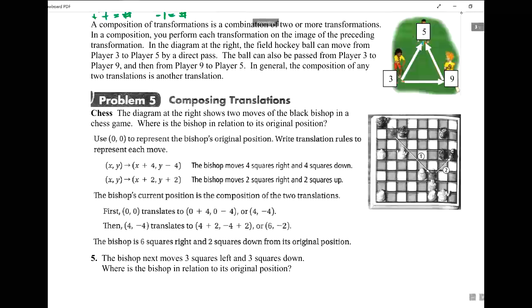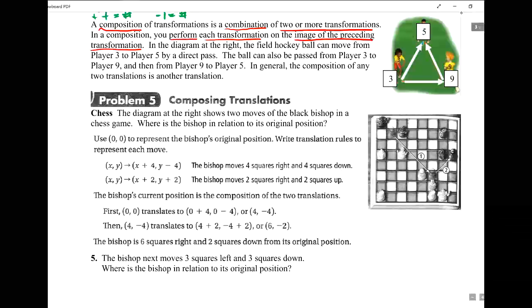A composition, we know what compositions are. That's multiple, right? Composition of transformation is a combination of 2 or more transformations. You perform each transformation on the image of the preceding transformation. This is what we talked about at the beginning. We can take A and map it to A prime. A prime maps to A double prime. A double prime maps to A triple prime.